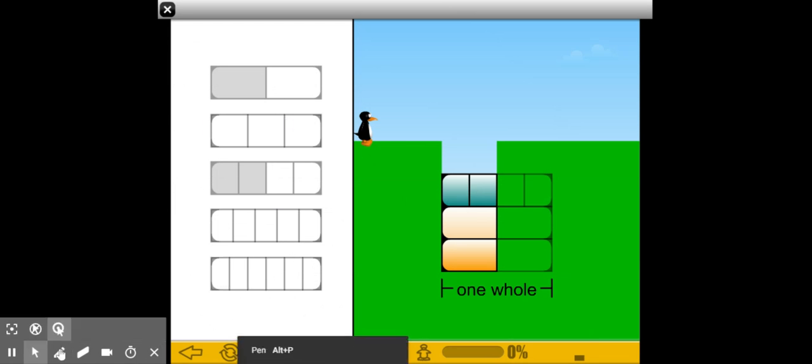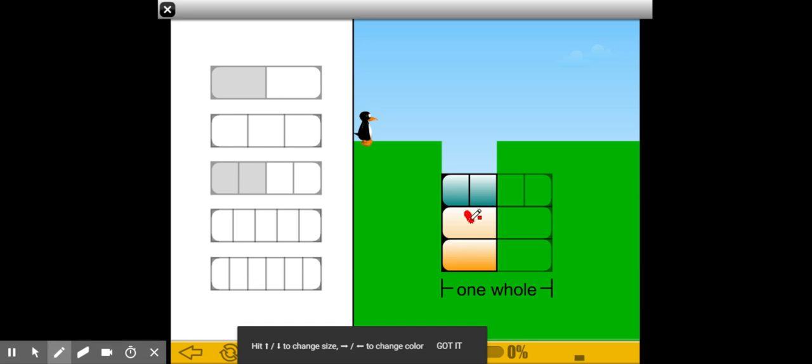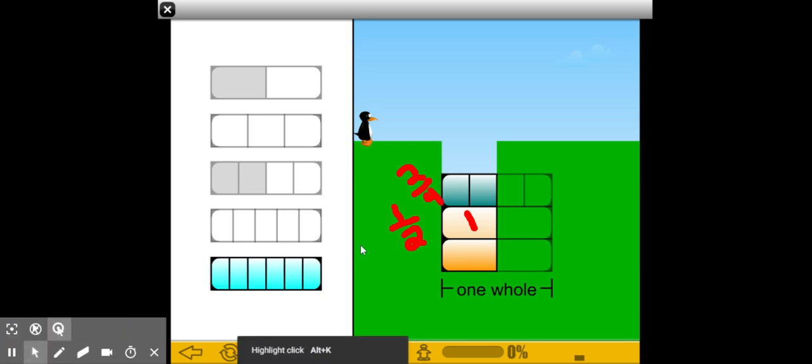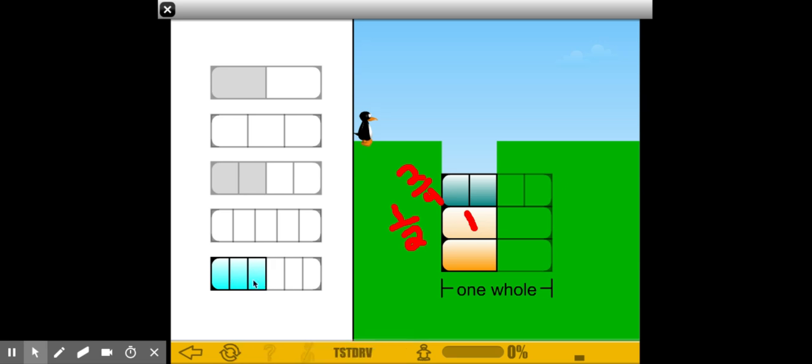I'm going from seeing 1/2 here to now 2/4 here, right? So suddenly I see 1/2, and then I see up here 2/4. And then if I were to choose this last one here, I see 3/6. What's happening with the number of pieces?